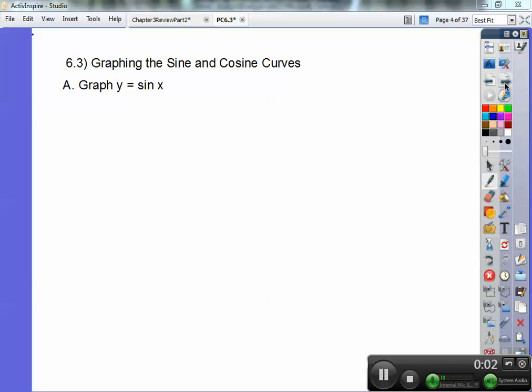Okay, you guys, this is a simple lesson on graphing the sine and cosine curves, and I'm going to just click through. Okay, so we're going to graph y equals the sine of x, and I'll show you the cosine of x in just a second, and then we'll do a translation on this.